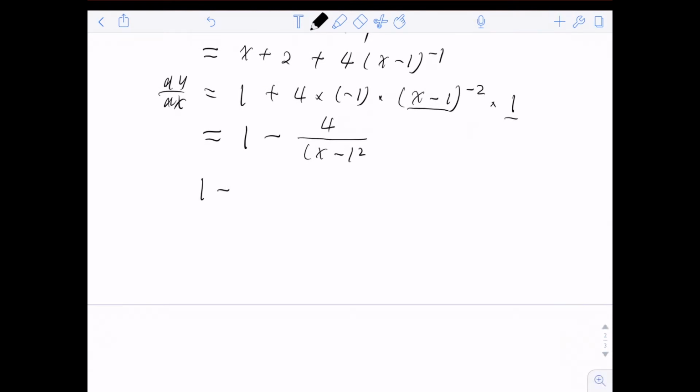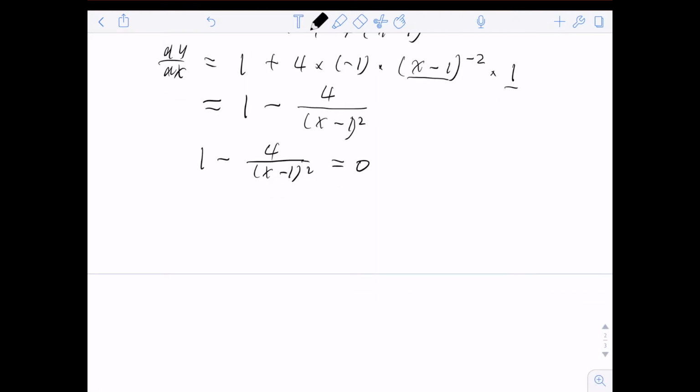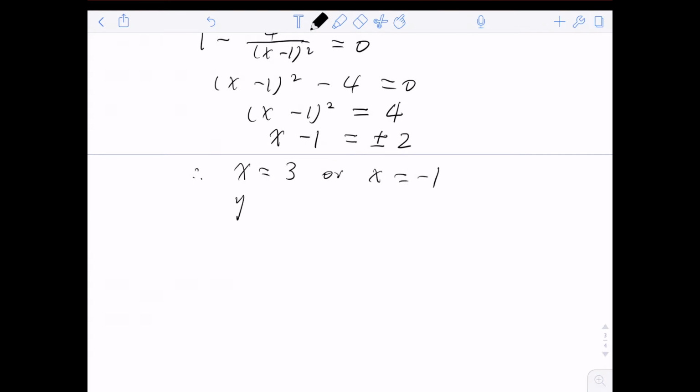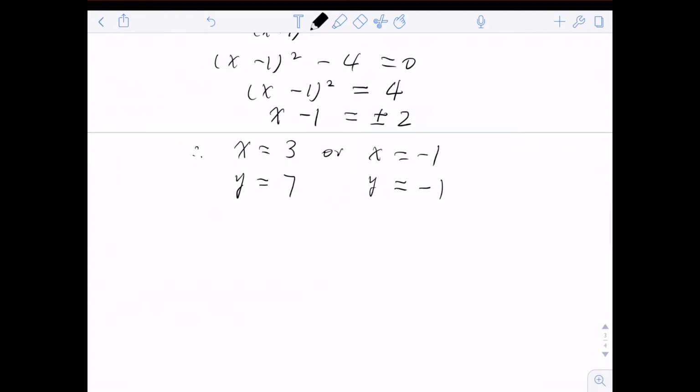So for stationary points, I let 1 minus 4 over (x minus 1) squared equal 0. Multiplying each side by (x minus 1) squared gives me (x minus 1) squared minus 4 equals 0. This time I'm going to keep my perfect square. Move the 4 to the other side and take the square root of both sides, giving x minus 1 equals, please remember, plus or minus the square root of 4, which is 2. Therefore, x equals 3 or x equals negative 1. Looks like we're going to have 2 stationary points. With x equal to 3, substituting into my original function gives y equal to 7, and when x equals negative 1, I substitute in and get y equal to negative 1.